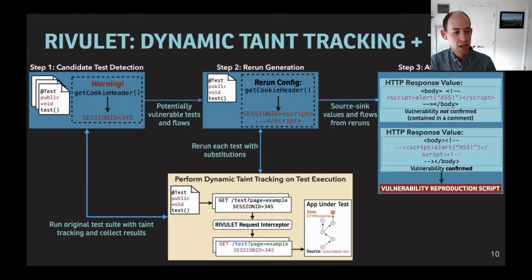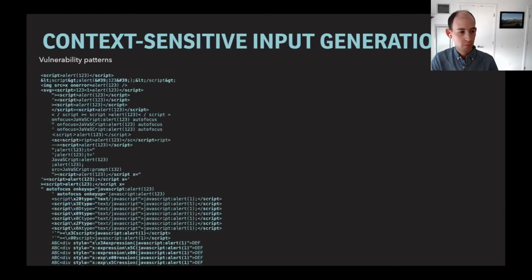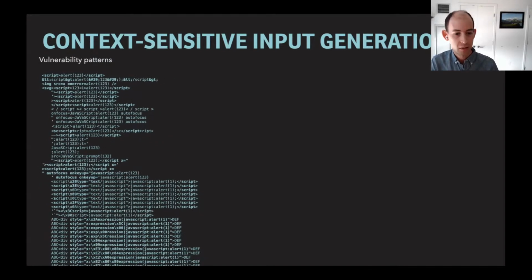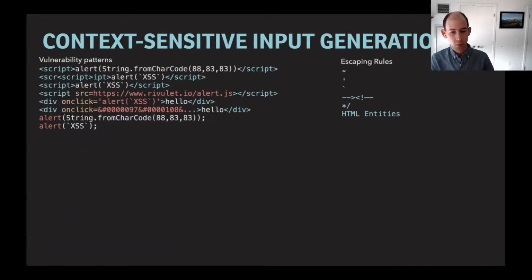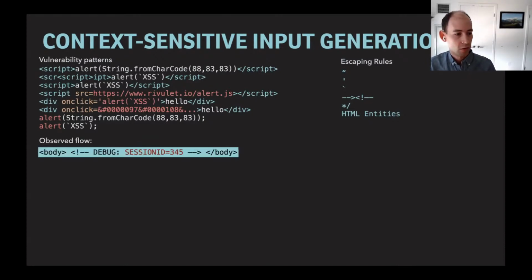We use the same approach to detect all kinds of injection vulnerabilities. Briefly, recall that one of the limitations of penetration testing was that we had this humongous number of potential attack strings to test. So Rivulet condenses these cross-site scripting possibilities instead to just 8 vulnerability patterns with several escaping rules. Rivulet leverages its dynamic data flow analysis to determine the precise context of a user-controlled input within the overall attack.